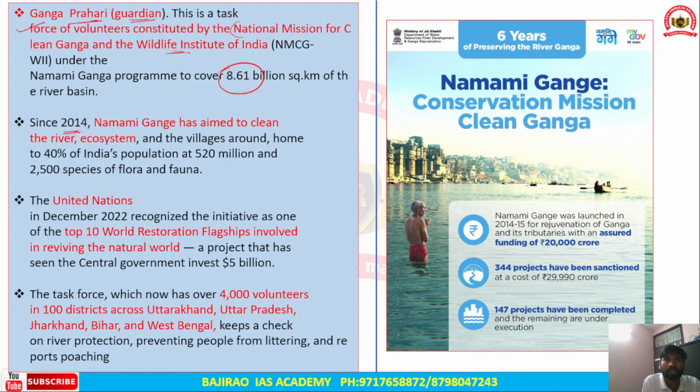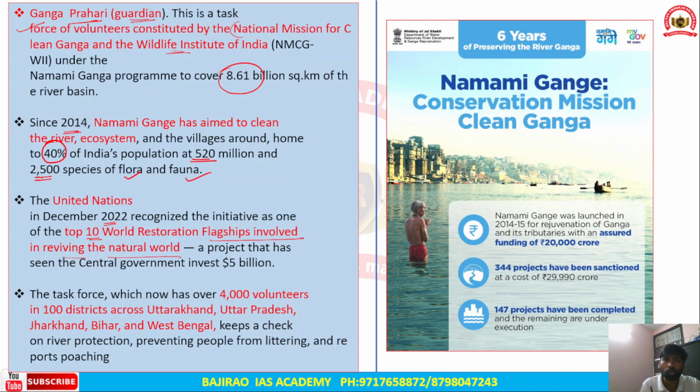Since 2014, Namami Gange has aimed to clean the river and the river ecosystem. It aims to cover not just the river ecosystem but also the villages around this river, and it is home to 40% of India's population and 52 million and 2,500 species of flora and fauna. The Ganga river is itself a habitat for 520 million species of flora and 2,500 species of fauna. Now, the United Nations in December 2002 rightly recognized the initiative of Ganga Prahari or the National Mission for Clean Ganga as a top 10 world restoration flagship involved in reviving the natural world.